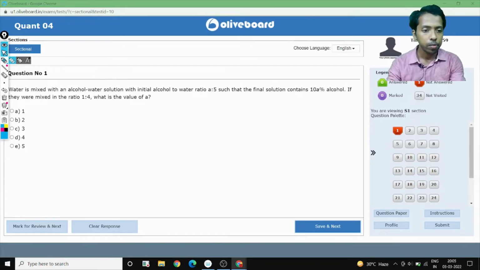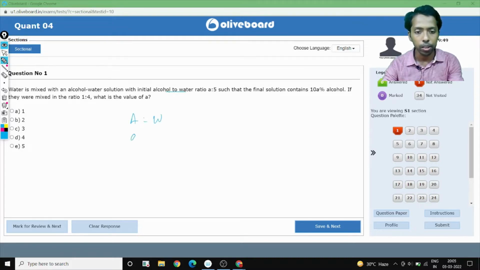here is the first one. Water mixed with an alcohol water solution, alcohol to water. So this is alcohol, this is water, ratio A to 5. Final solution becomes 10% alcohol. So alcohol, if this is A, this is 9A, right? If they were mixed in the ratio 1 to 4, what is the value of A? So this is something where a variable comes, we should leave it here.